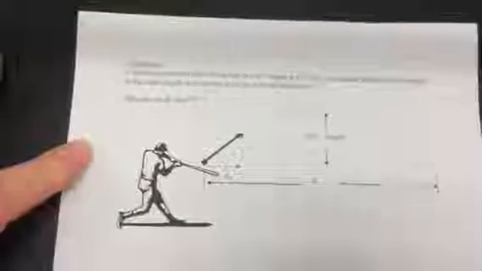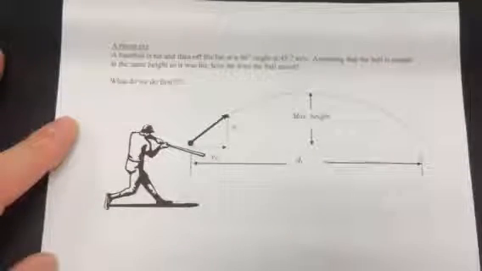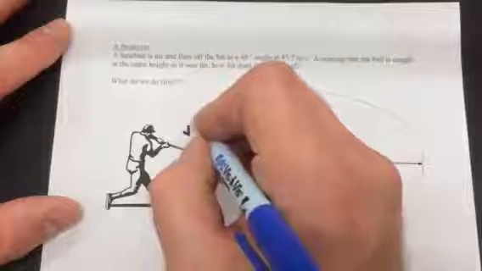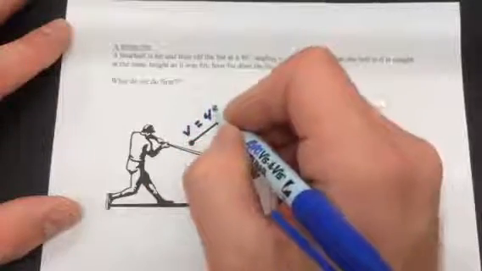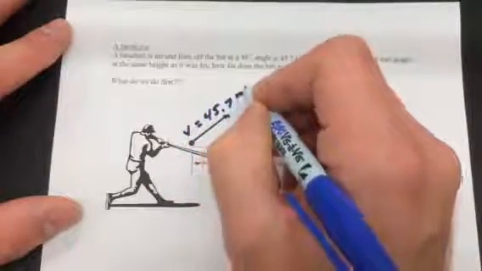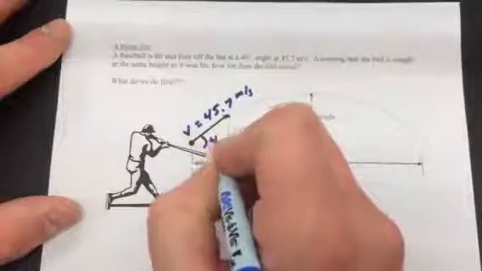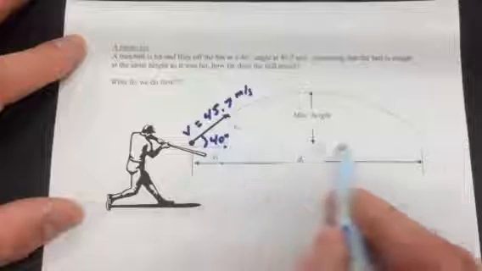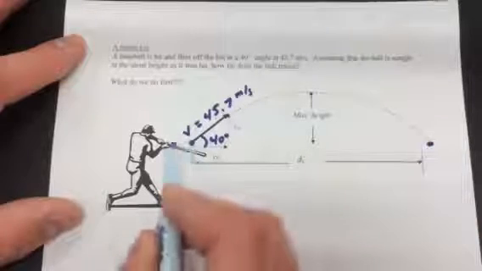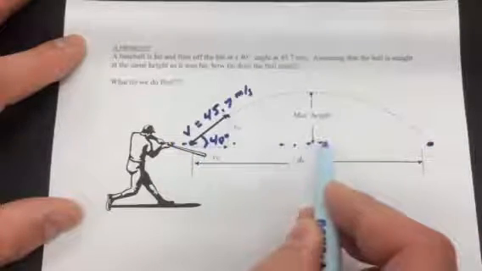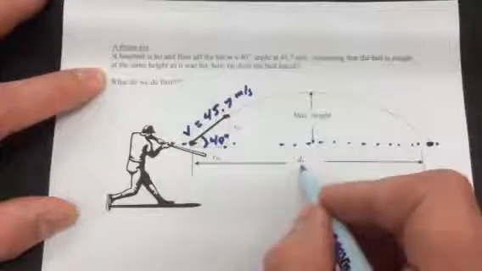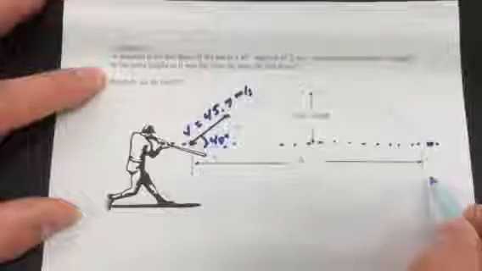Now for this problem, we have an object that is being launched at an angle. So the ball comes off the bat at a velocity v equal to 45.7 meters per second at an angle of 40 degrees. It says that assuming that the ball is caught right here at the same height from which it is launched, figure out how far the ball has traveled horizontally.